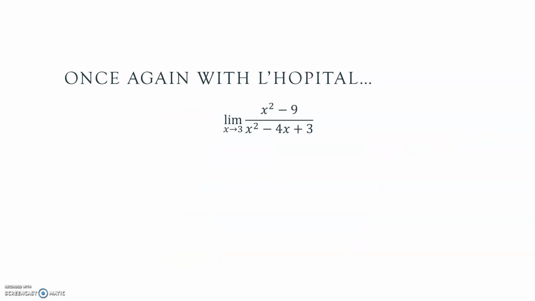I'll show you how it works with that same example that we just did on the previous slide. So we notice as we plug in 3 that we get 0 over 0. So we can use L'Hopital's rule. So we're going to take the derivative of the numerator, which would be 2x, and then the derivative of the denominator, which would be 2x minus 4, and then we're going to plug in 3. So we get 6 over 6 minus 4 is 2, so we get 3.